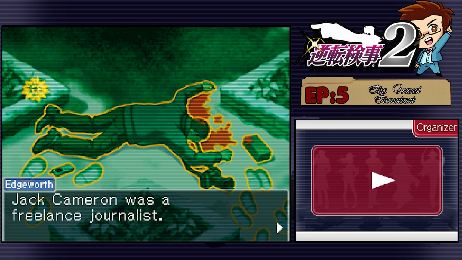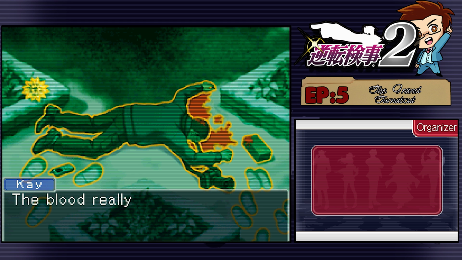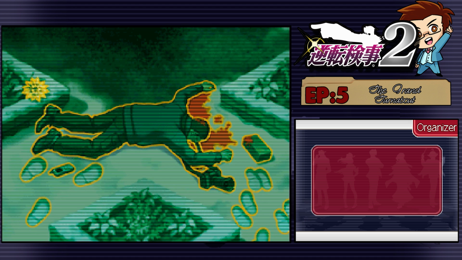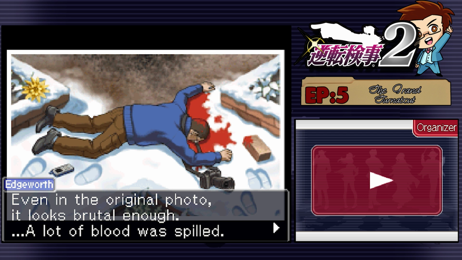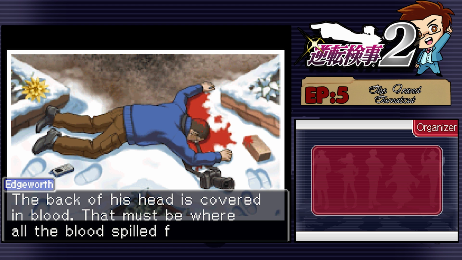Jack Cameron was a freelance journalist. He was killed because he witnessed the president's kidnapping. The blood really stands out in the recreation. It's giving me the heebie-jeebies. Even in the original photo, it looks brutal enough. A lot of blood was spilled. The back of his head is covered in blood. That must be where all the blood spilled from.